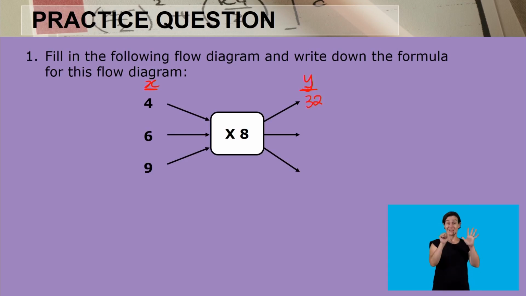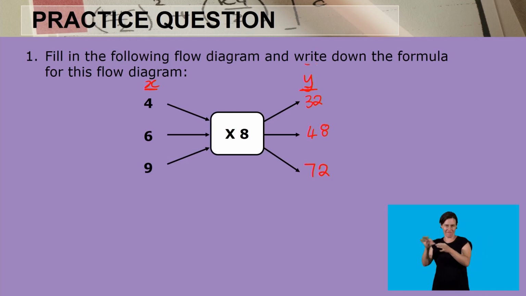What about the next input value? Now we have been given 6 as an input value. What do we get when we say 6 multiplied by 8? Yes, we get an answer of 48. And for that last input value, we have 9 multiplied by 8. Yes, that is going to give us 72. So from our input values, we were able to get our output values.